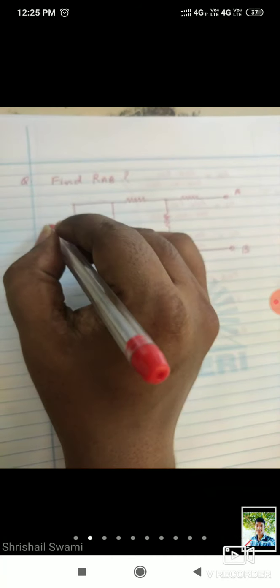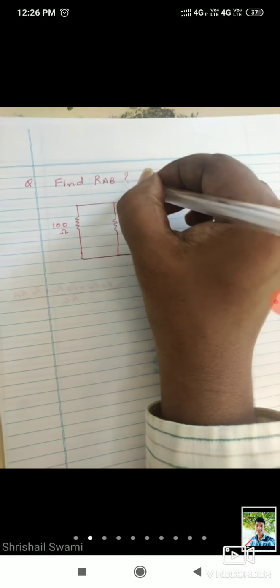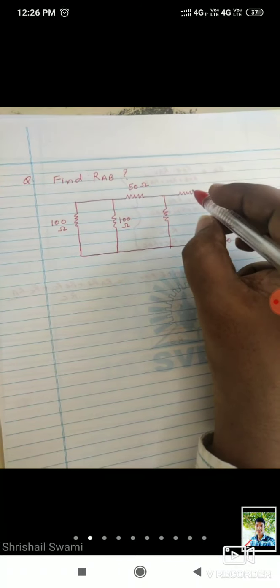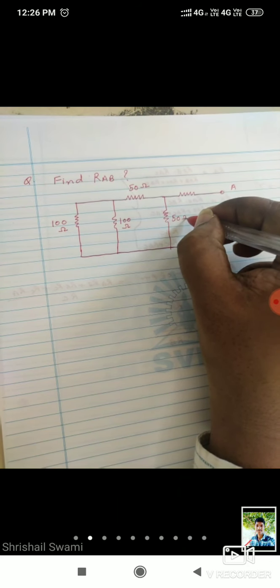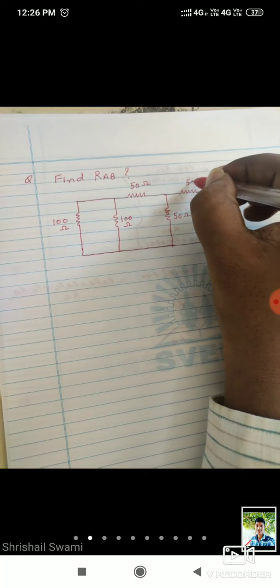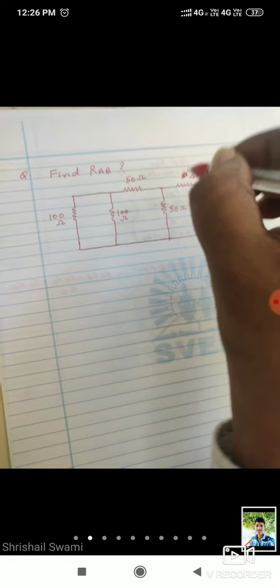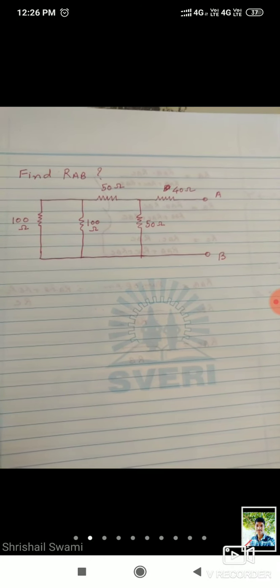So resistors are given here, 100 ohm, 100 ohm. This will be the 50 ohm. And after that we can add, here suppose a 40 ohm is there. Okay, so all resistors are given here. So what is the question here?